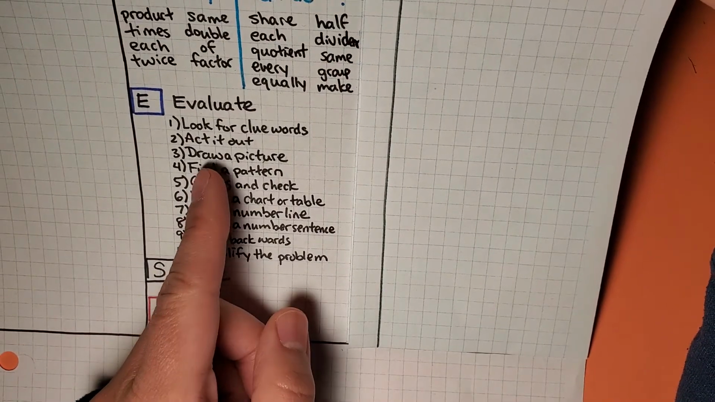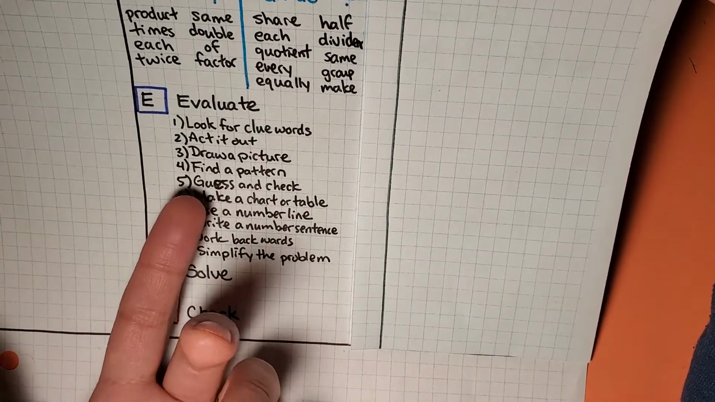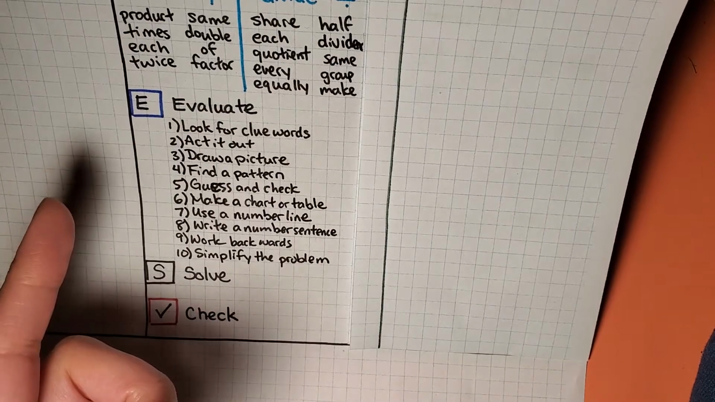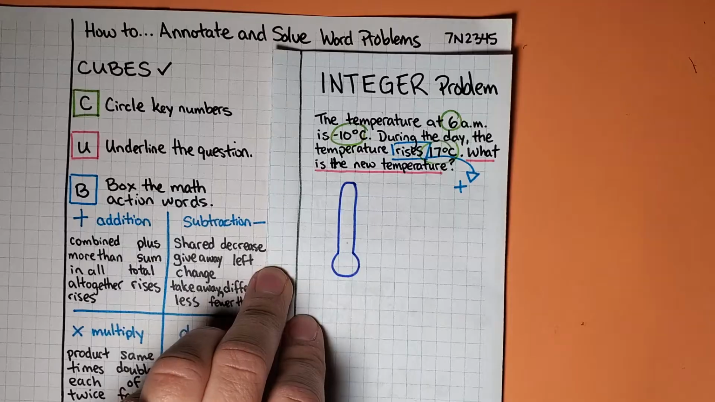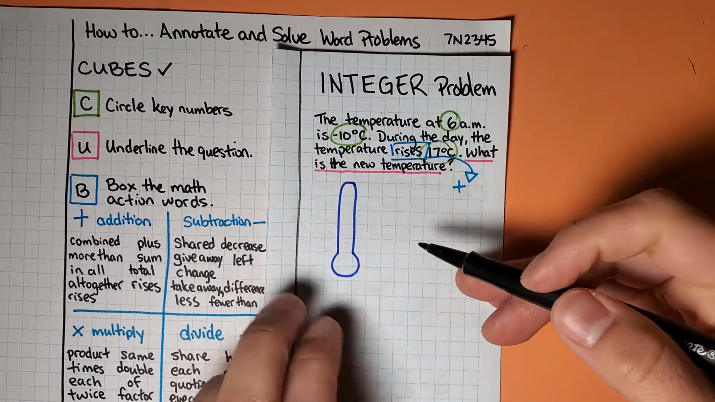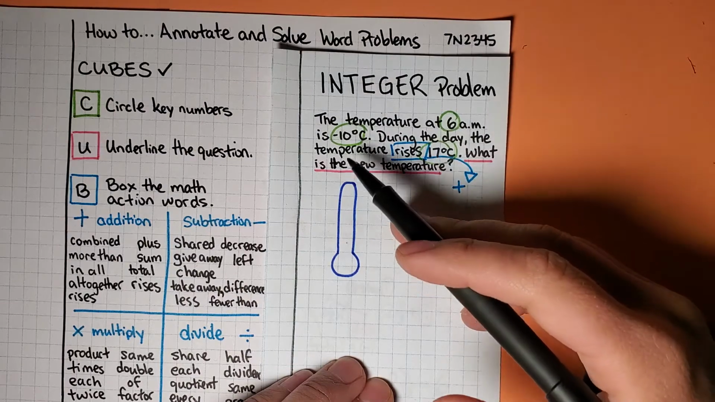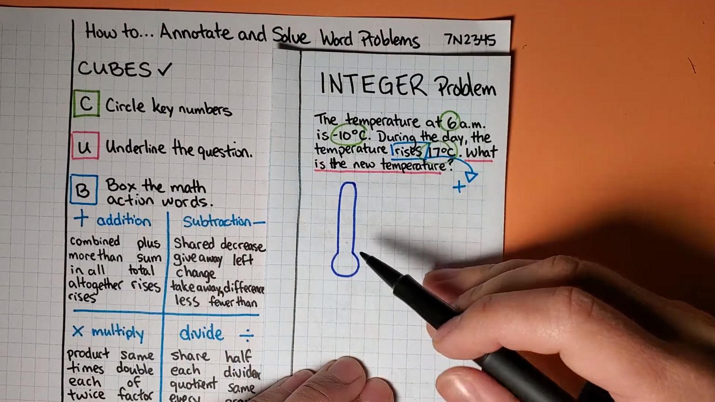The next step is to evaluate. So really, evaluate means make a plan. I'm going to draw it out, and then I'm going to write my number sentence. All right. So since this question is talking about temperature, I made a thermometer. All right, so I'm going to look back at the question. 6 minus 10 degrees Celsius.